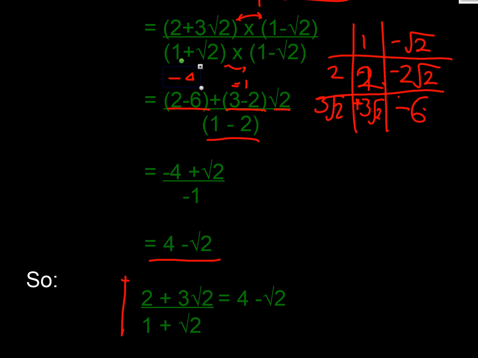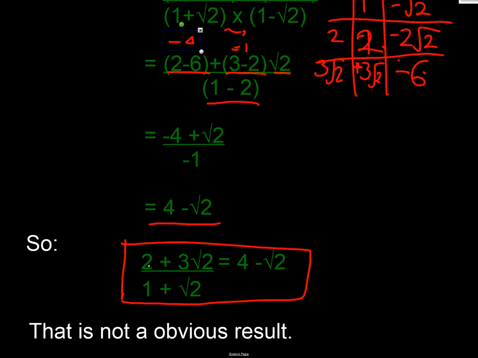So actually we've shown that 2 plus 3 over root 2 divided by 1 plus root 2 is equal to 4 minus root 2. Now I don't think that's an obvious result, but it's worth spending time to satisfy yourself that you know what you're doing.